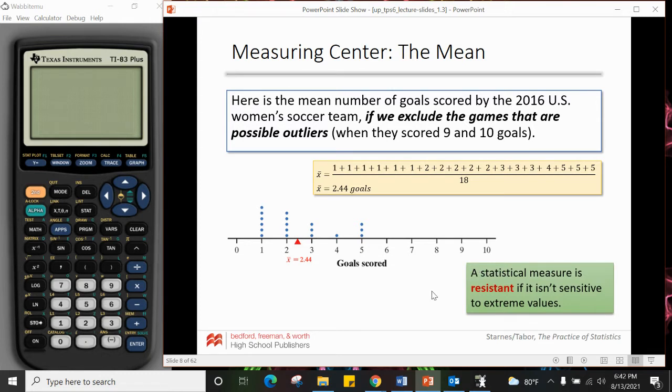It means that the mean is not resistant. This word resistant in stats means that it's resistant to extreme values. So basically, if you add extreme values, it doesn't change that statistic or parameter. But for the mean, we can see that if I took out those two extreme values at 9 and 10, it really does change my mean by almost 0.5. So it is not resistant. The mean is not resistant.